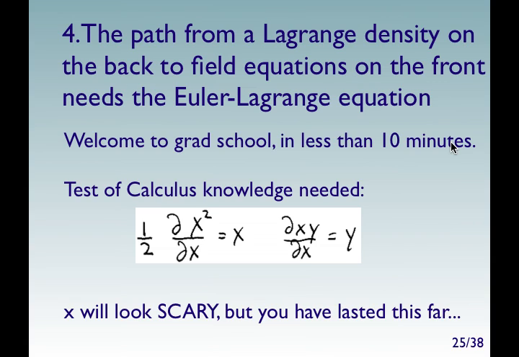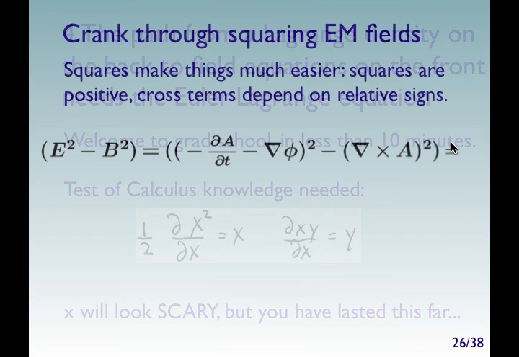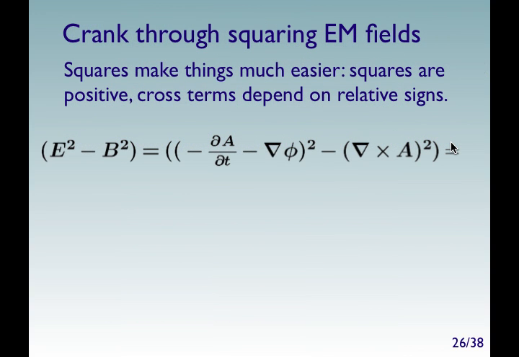Now, what's kind of difficult about the Euler-Lagrange is that x is much more complicated. It's like d phi dt or dAx dy. But just consider that to be actually x, and don't get scared. But as I say, you've lasted this far, so let's see if we can get through it. So what we have to do is square these fields.